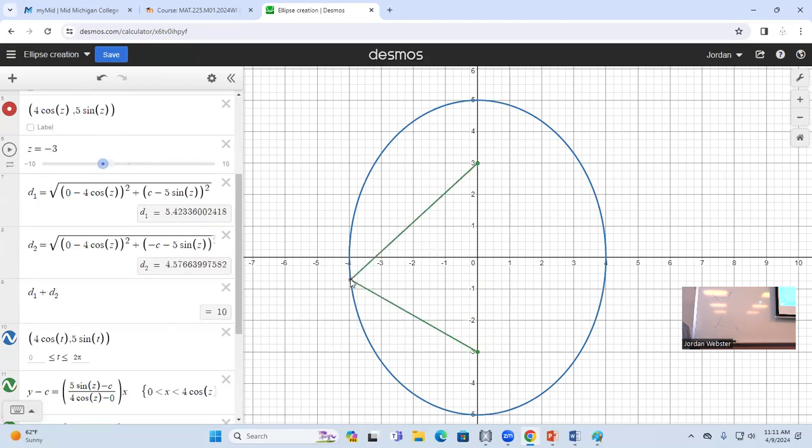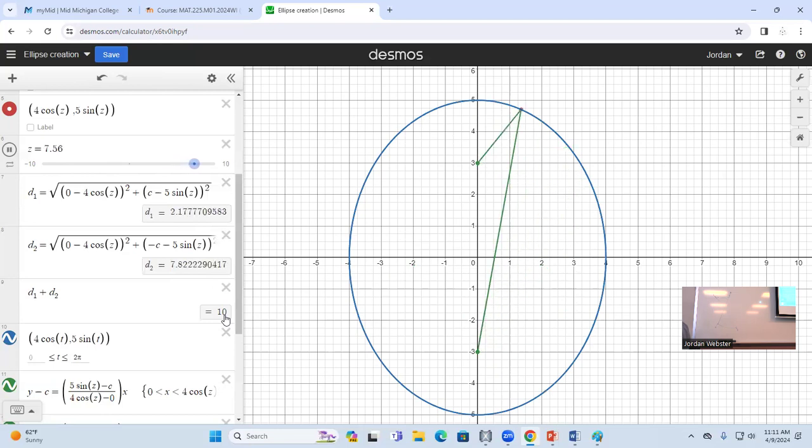Let's say I move that point to here. The distance to the upper focus now is about 5.42. The distance to the lower focus is about 4.58. But the sum of the 2 distances is 10. Notice that as the point moves around and around the ellipse, even though the 2 individual distances change, the sum of those 2 is still 10.